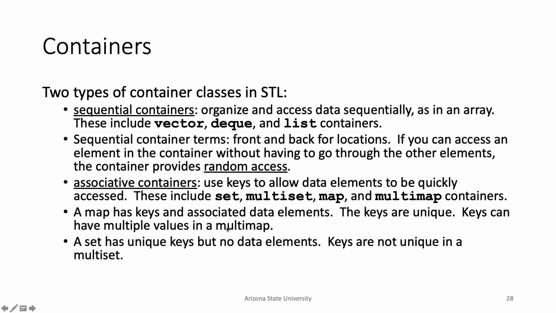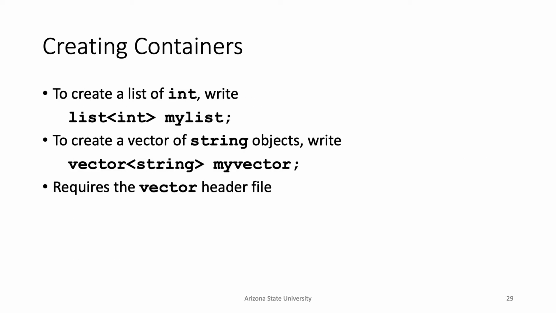Okay, so any questions just at a high level about what these do? So the main takeaway message here is there are sequential containers where you can randomly access elements in there, and associative containers where you don't have that ability, but they have other advantages like you can look up elements quicker.